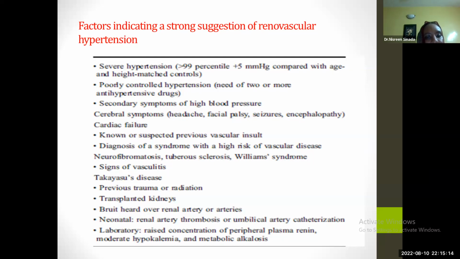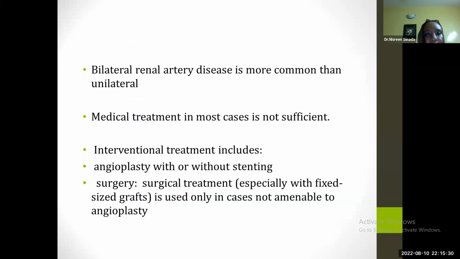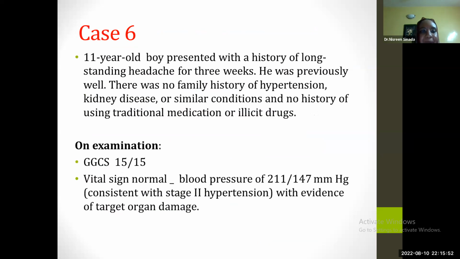The laboratory findings that suggest renal artery stenosis are raised peripheral plasma renin, and moderate hypokalemia and metabolic alkalosis, but these will not be present in all patients. Bilateral renal artery stenosis is more common than unilateral. Medical treatment is, in most cases, not sufficient, and it needs surgical intervention, either angioplasty with or without a stent, or surgical treatment. And we should avoid ACE inhibitors, as written in the chat box.